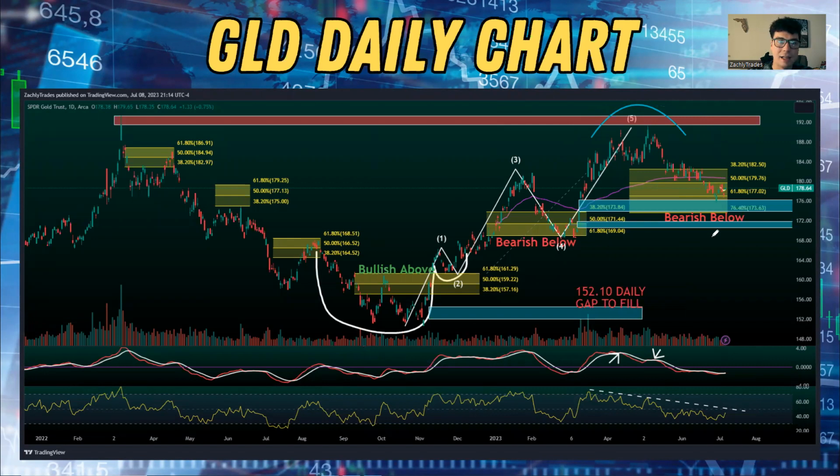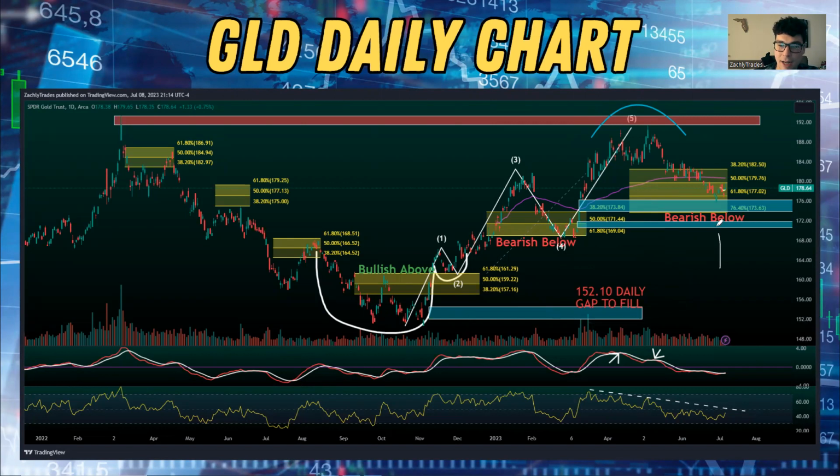The big thing that really worries me when it comes to GLD and SLV, some of these charts, is the amount of gaps down that we have to fill, right? We have two bearish gaps down to fill, as well as this third one all the way down here on GLD to about 152.10. So that does worry me a little bit. That's something that I'm a little bit cautious of, right?